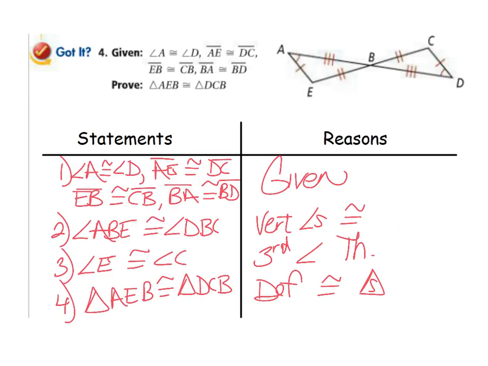Okay, here's the result of my proof. The thing that was different in this one, I had to do a vertical angles are congruent statement in there. That's how I got my second set of angles congruent. Once I had my second set, then I could do that third angle theorem, and they gave me all the sides, so that was all I needed. Definition congruent triangles. How'd you do on it?